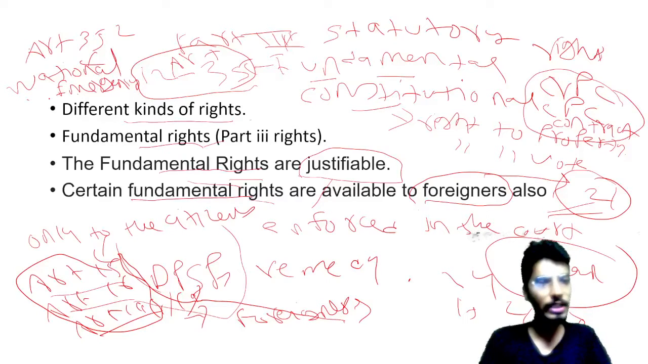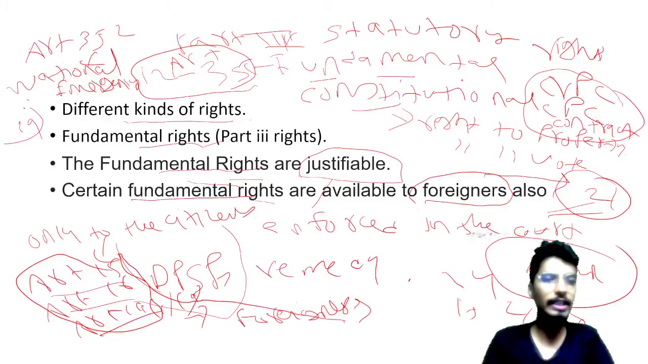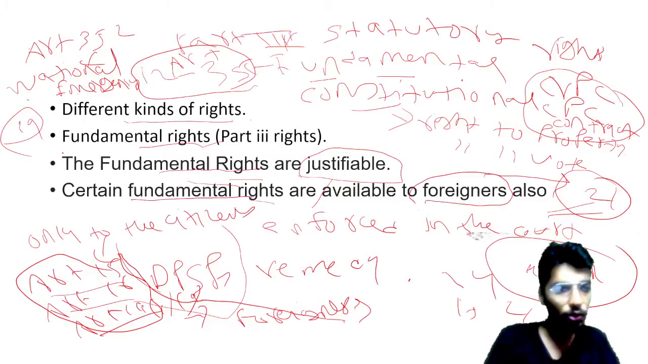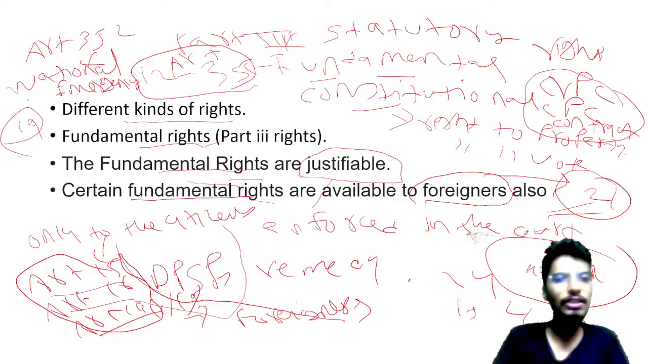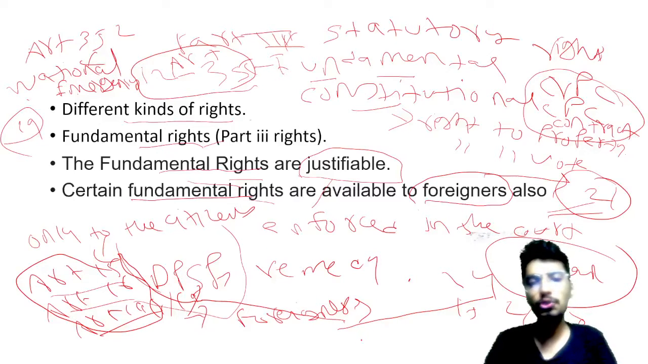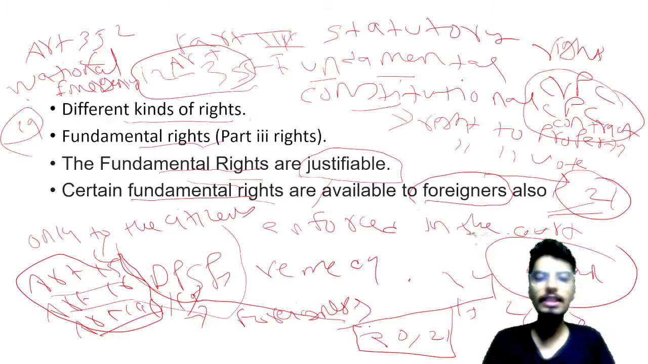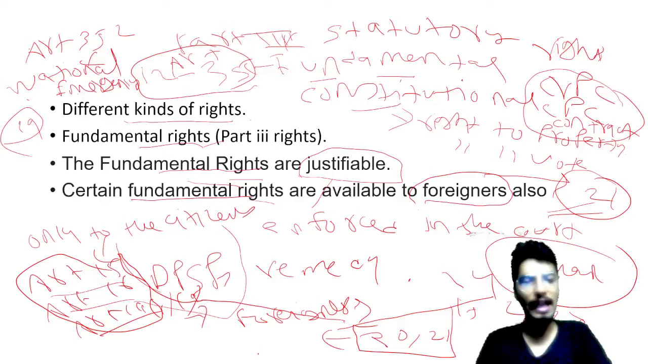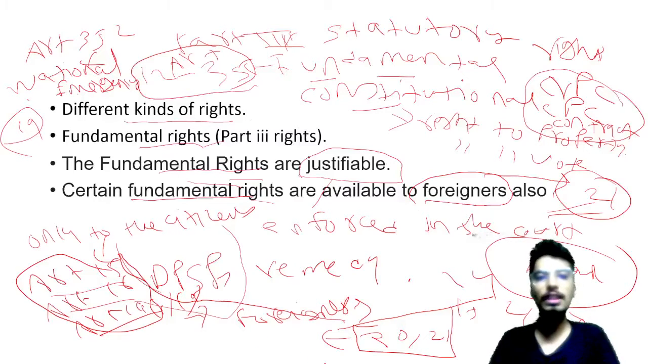If national emergency is imposed, then certain fundamental rights can be suspended, like Article 19 can be suspended in that case. But there are two articles that cannot be suspended even during the imposition of national emergency, and those two rights are Article 20 and Article 21. So these rights are available even when national emergency is imposed. So that is another important thing.